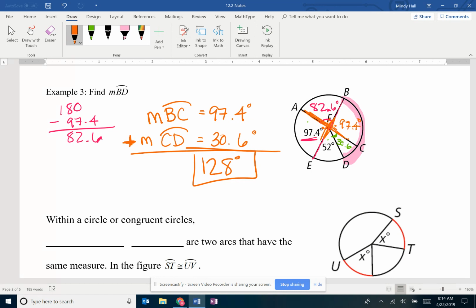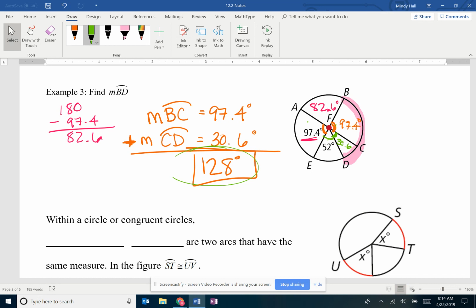So just a quick recap in case I confused you. To find all of these extra angles, and let me get rid of some of these extra fluffs, I used vertical angles to determine that angle BFC was the same as angle AFE. And then I used supplementary angles to figure out that angle CFD, this lime green one, was complementary to this 52, which would have been supplementary to the 97.4. So then when you add the degree measures of the orange central angle and the green central angle, you get 128 degrees.